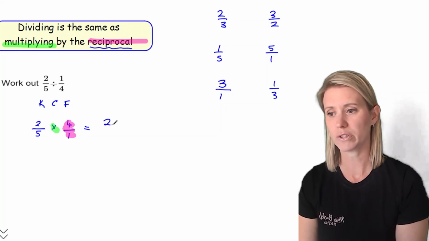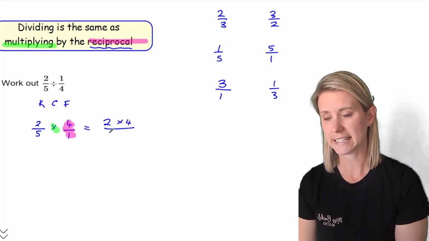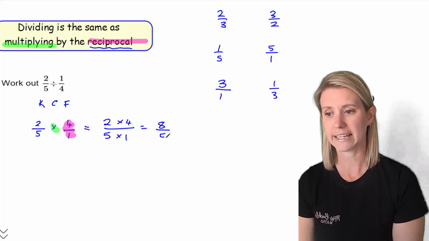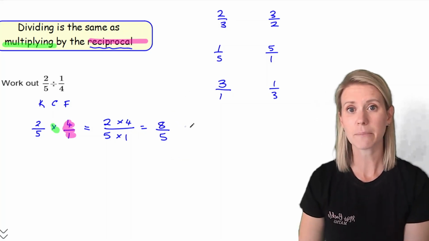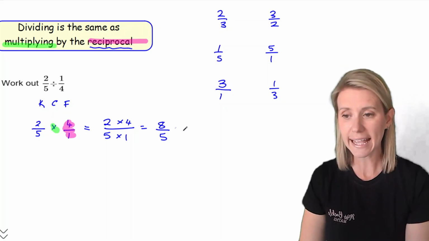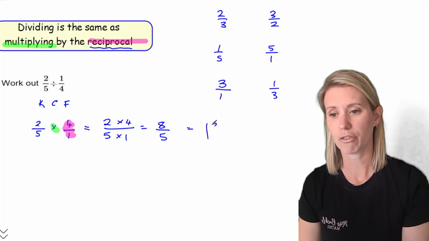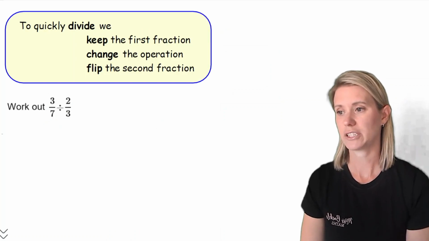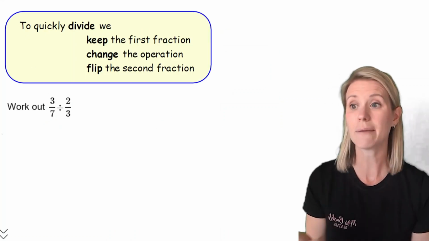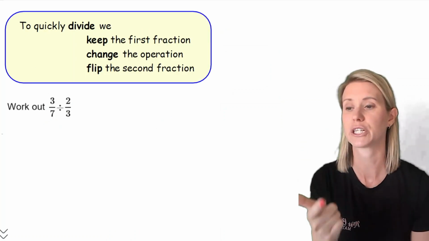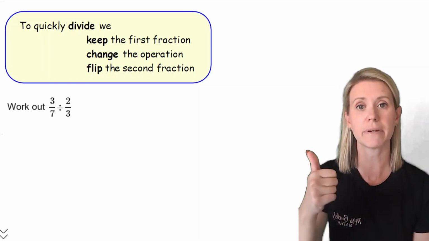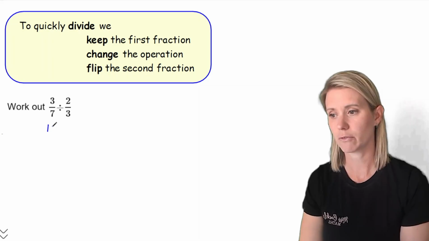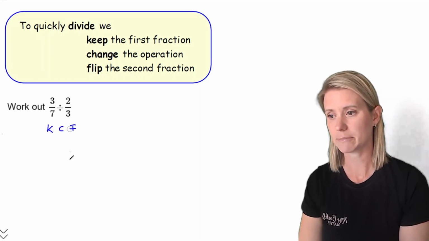2 times 4 is the numerator, and the denominator is 5 multiplied by 1. 2 times 4 is 8, 5 times 1 is 5. Giving that as a mixed number again, how many 5s go into 8? It's 1, with 3/5 left over. Right, on to another question then. So to quickly divide, we keep the first fraction, change the operation, flip the second fraction. Keep, change, flip. So work out 3/7 divided by 2/3, write out keep, change, flip to remind yourselves.